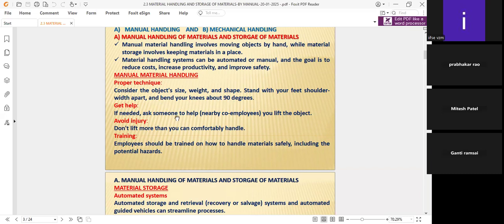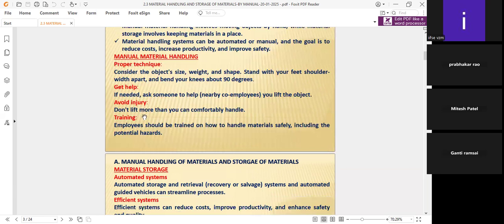We have to see that we cannot bend like this, otherwise the spinal cord will be spoiled. Get help. If you are not able to lift the object because the weight is beyond your capacity, ask someone nearby, co-employees, to help you lift the object. Otherwise, see the alternatives by talking to the immediate subordinate or immediate manager. Avoid injury. Don't lift more than you can comfortably handle.